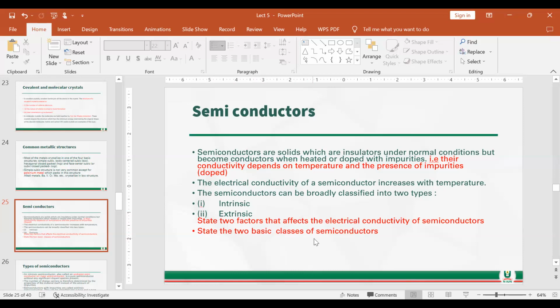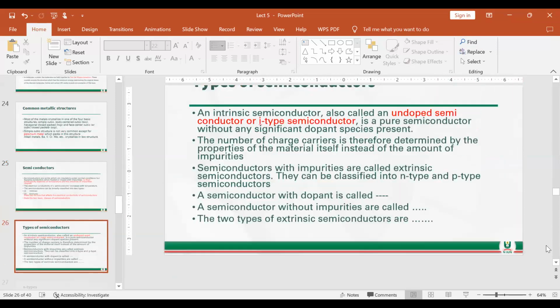State two factors that affect the electrical conductivity of a semiconductor. The two things that can make a semiconductor conduct are the presence of impurities called dopant, and an increase in temperature. State the two basic classes of semiconductor: intrinsic and extrinsic. Extrinsic ones are called N-type and P-type.